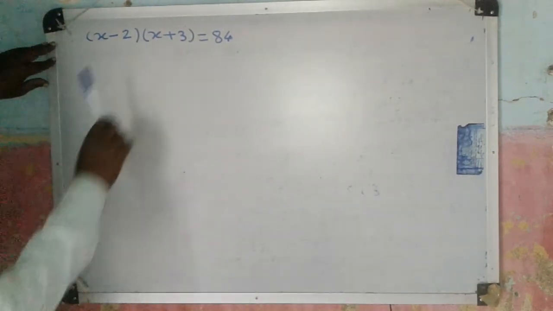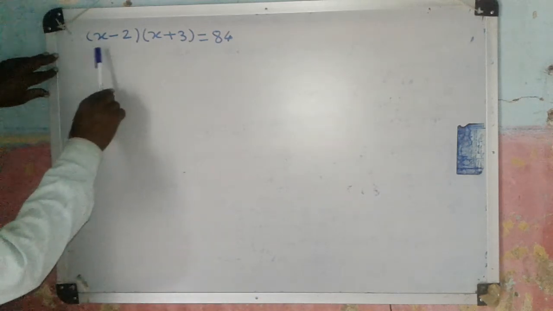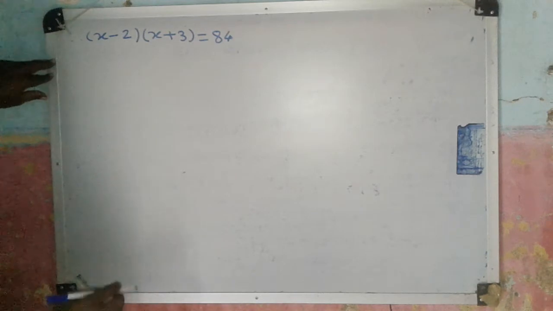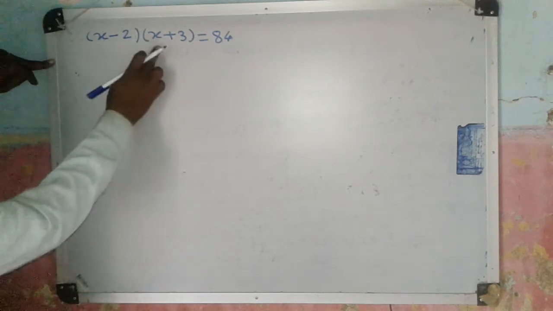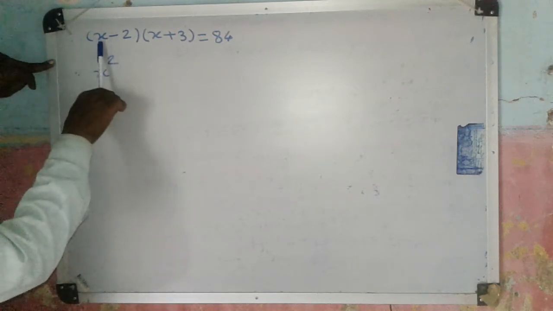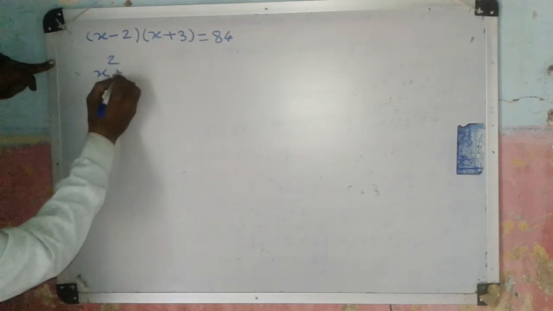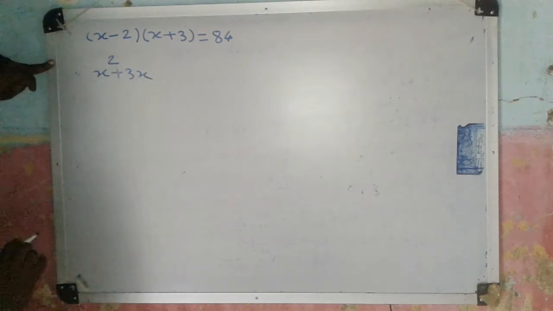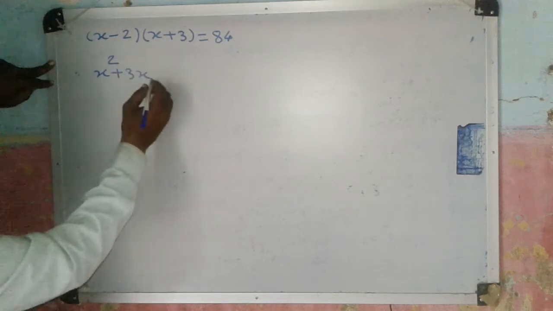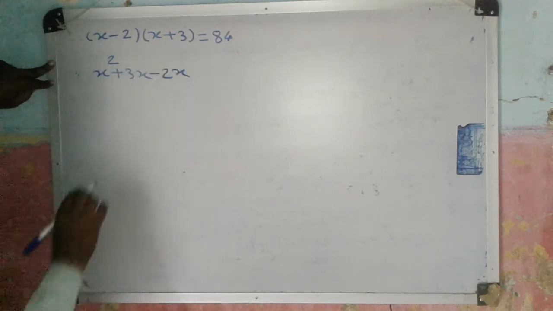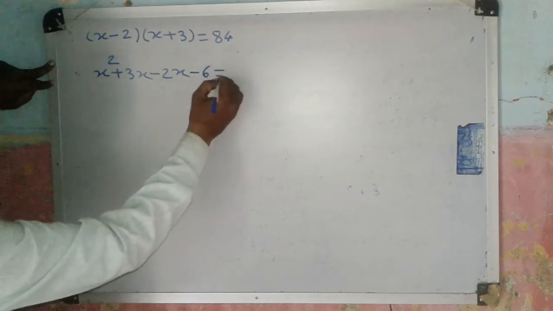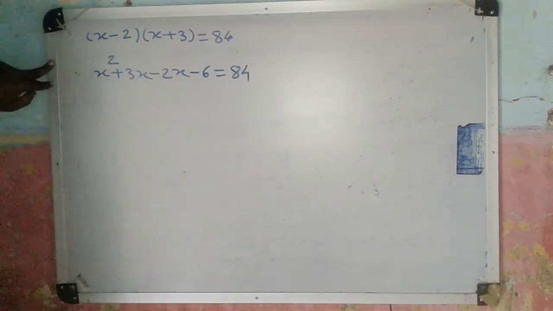Now we will simplify this. First we will multiply these two brackets, x minus 2 into x plus 3. So here x into x we get x square, and x into plus 3 we get plus 3x. Now multiply by minus 2: minus 2 into x we get minus 2x, and minus 2 into plus 3 we get minus 6, is equal to 84.